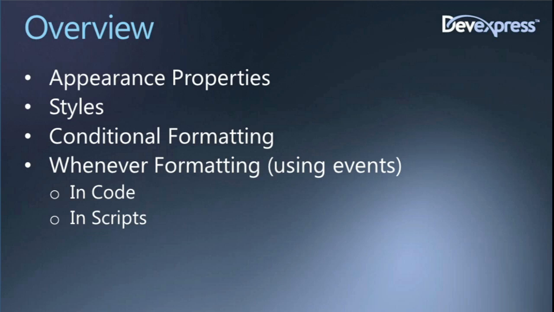All right, so we're going to talk about appearance properties and how to set those for controls. Then we're going to talk about styles and style sheets and how to set those up and apply them to controls. Then we're going to look at conditional formatting so that we can have styles based on particular expressions that we can set up. And then we're going to look at something that I call whenever formatting, because I didn't know where to put it, because you can actually hook into any control's before print event and fix it, whether in code or in scripts, and I'm going to show you both. So again, if there's any questions or something you'd like me to focus on in particular, feel free to shoot us a question or let us know, and we'd love to help out.